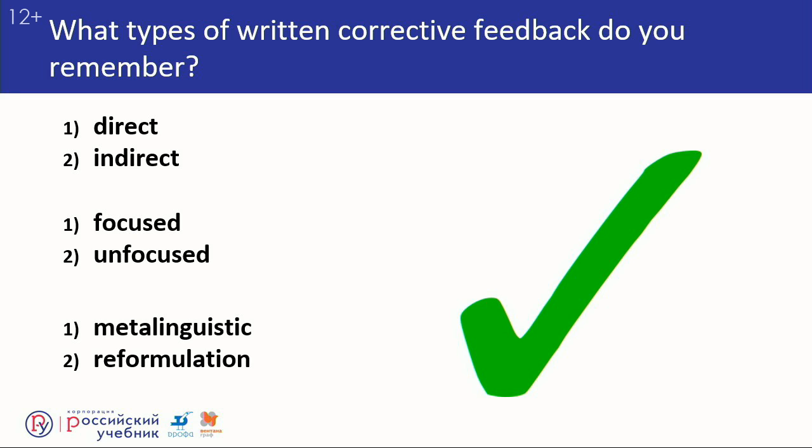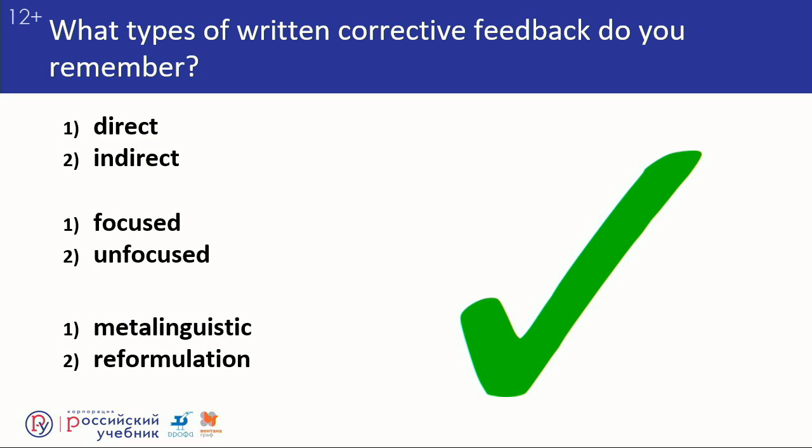We want them to correct their mistakes themselves. Feedback can be focused and unfocused. If you remember, when we use focused feedback, we are focusing on some specific features of a writing, right? Maybe on some specific types of mistakes, right? Ignoring all the other mistakes that might have been made in the very same piece of writing.